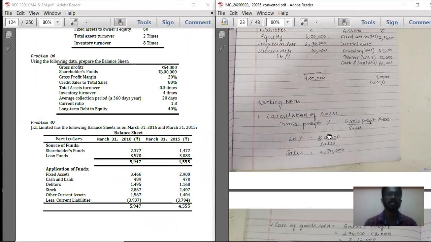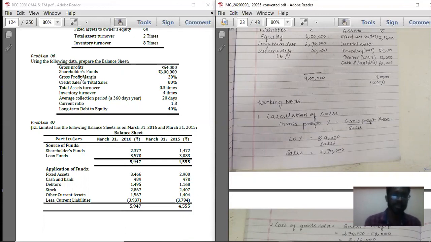Gross profit margin 20%. They have given gross profit as 54,000 and gross profit margin is 20%. So gross sales is equal to gross profit divided by gross profit percentage, 54,000 divided by 20%, and we get total sales of 2,70,000. If total sales is 2,70,000 and the profit is 54,000, then cost of goods sold is 2,16,000. With this we have found sales, gross profit and cost of goods sold from the gross profit and gross profit margin itself.